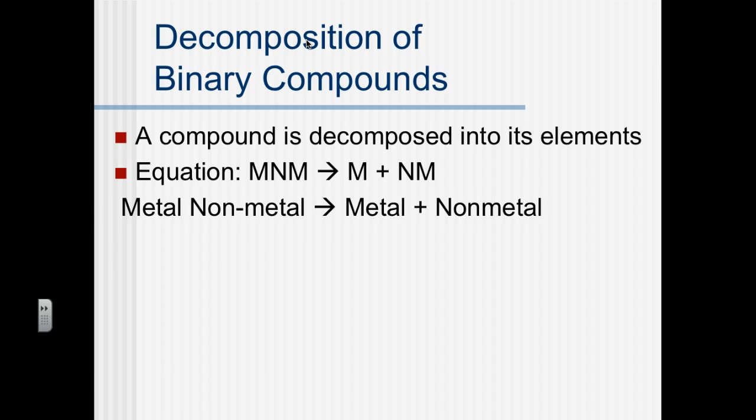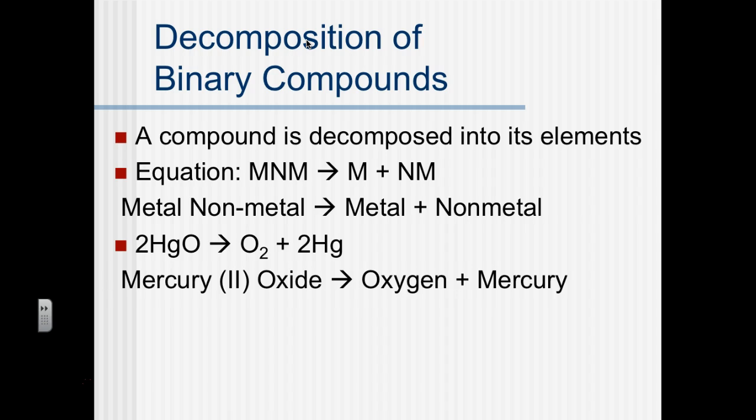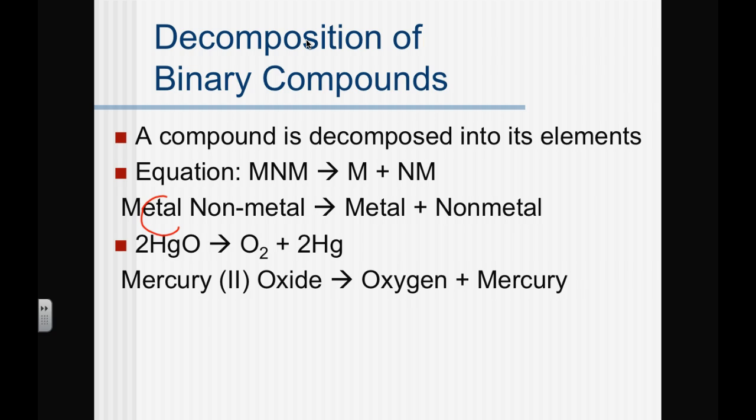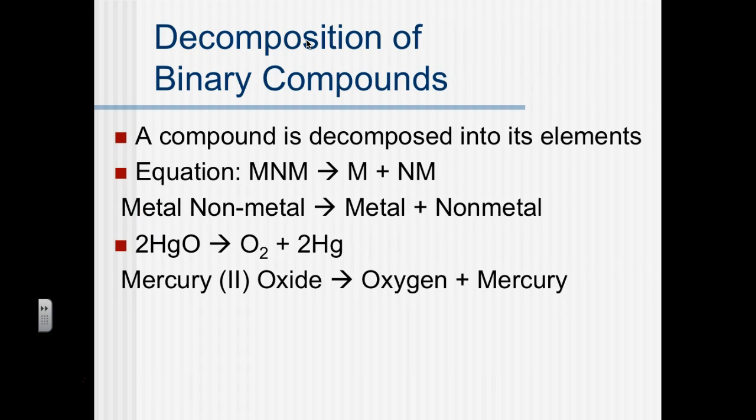So an example would be 2HgO yields O2 plus 2Hg. Mercury II oxide yields oxygen plus mercury. So literally all I did was take the mercury and break it apart off the oxygen, and that was it. I literally just split them in half.